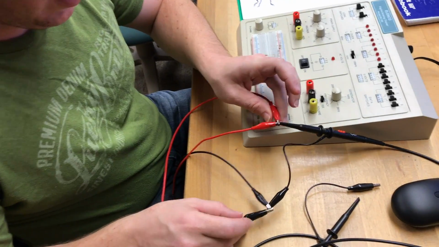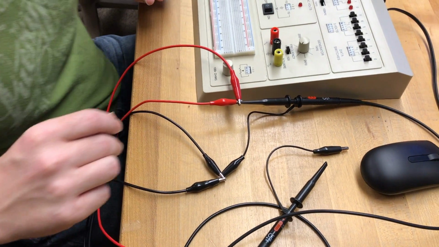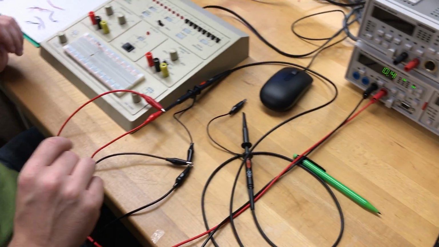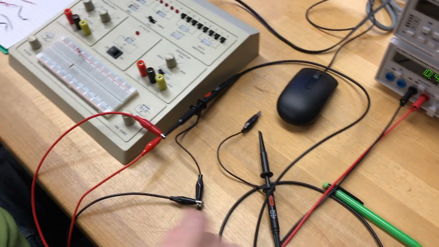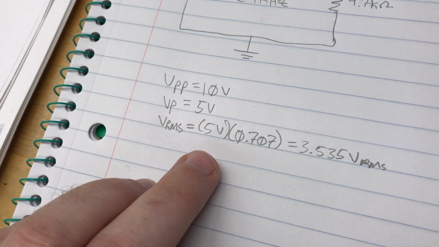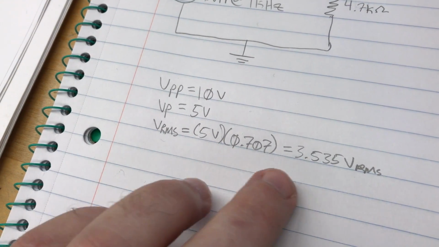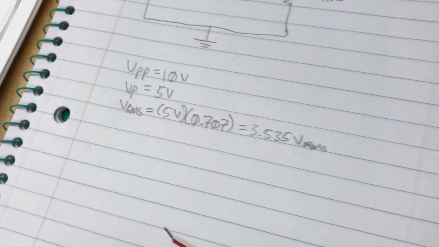Now that everything is connected, I'm going to adjust the equipment to be at 10 volts peak to peak at 1 kilohertz. So given our calculations, the 10 volts peak to peak becomes 5 volts peak, and you have 3.535 volts RMS.